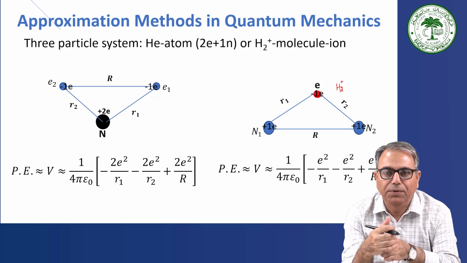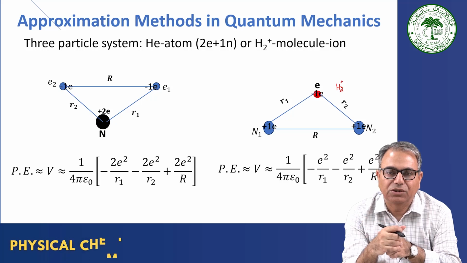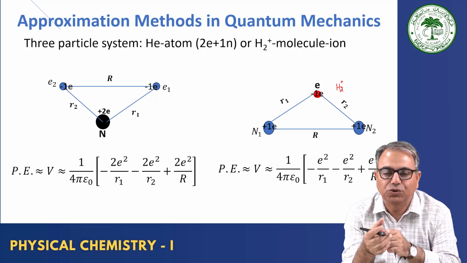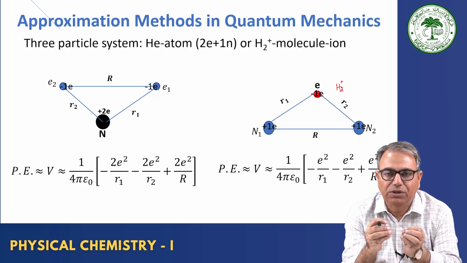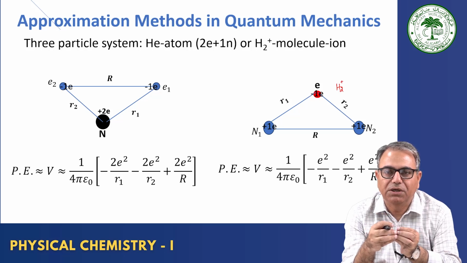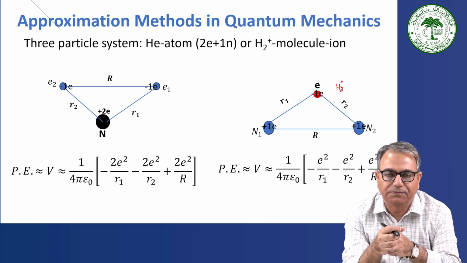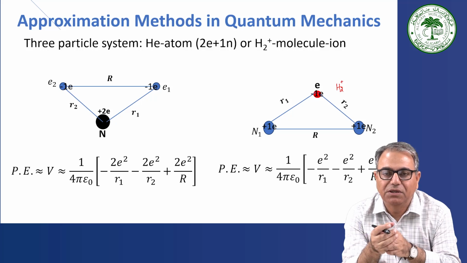But the moment you go beyond the hydrogen atom, you talk about a helium atom, you talk about the H2 plus molecule ion, you talk about the H2 molecule, simple systems, since there are many particles involved, more than one nucleus and more than one electron, the solution of the Schrodinger wave equation becomes impossible. We cannot get the exact solution of the Schrodinger wave equation. The reason is that there are many repulsive terms which get included into the potential energy function.